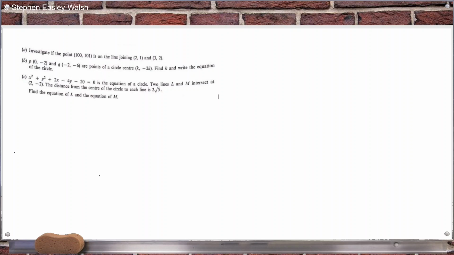All right, let's have a look here. Show that that point is on the line joining those two points. Well, we can just look at the slopes. So you've got the point (2, 1), and then the point (3, 2), and you want to check if this point out here is on the line.